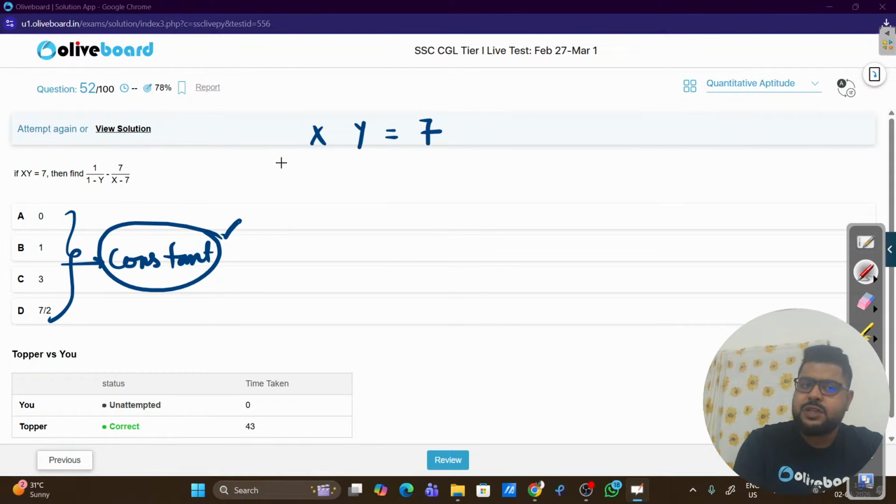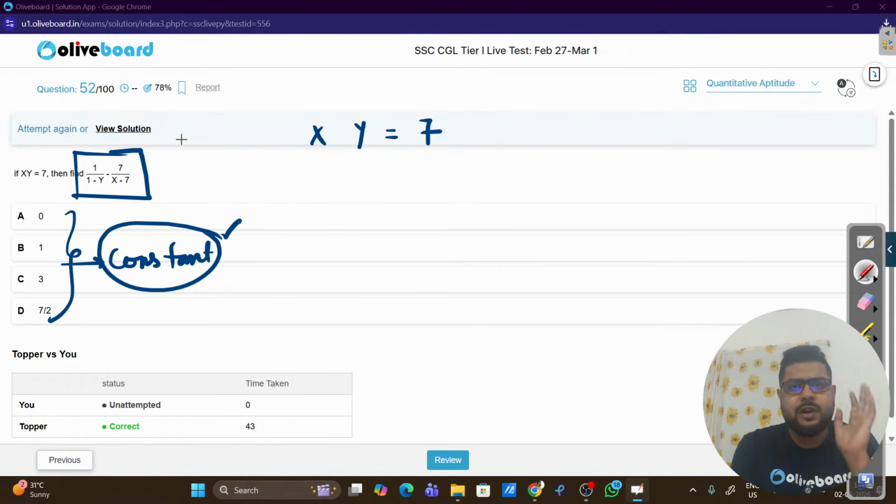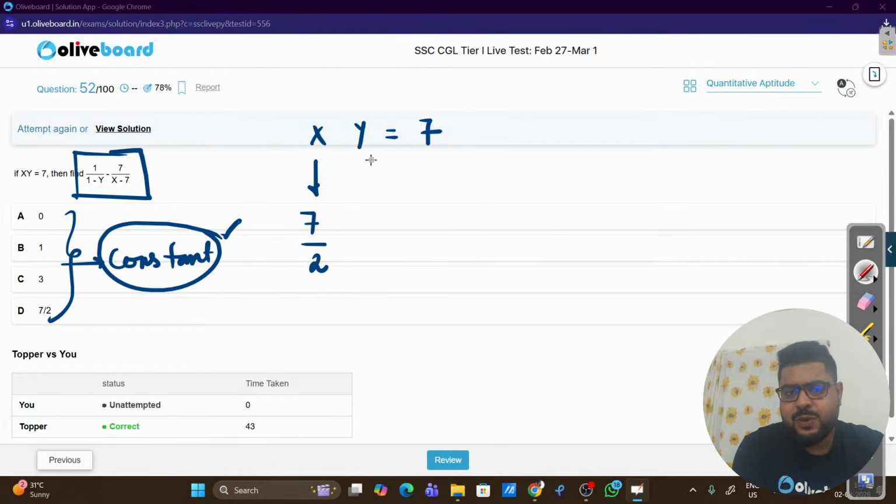But make sure you don't make any assumption so that the denominator becomes 0. That is the primary rule of making any assumptions. So I cannot take 7, I cannot take 1, which means the two most obvious choices are gone. But it doesn't matter: I can still take 7 by 2 and 2, since 7 by 2 into 2 is 7. Let us just take these two.